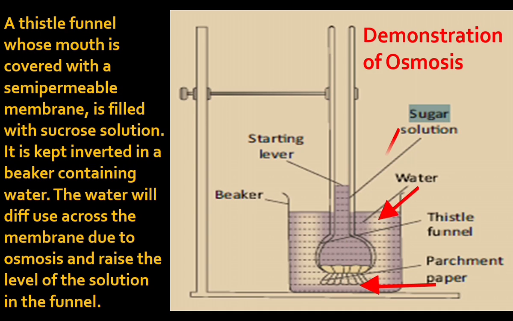Pure water has water molecules with greater concentration. Sugar solution has more solute molecules than water molecules. So water from the beaker crosses the semi-permeable membrane and enters the thistle funnel. As a result of this, there is an increase in the level of sugar solution in the thistle funnel.